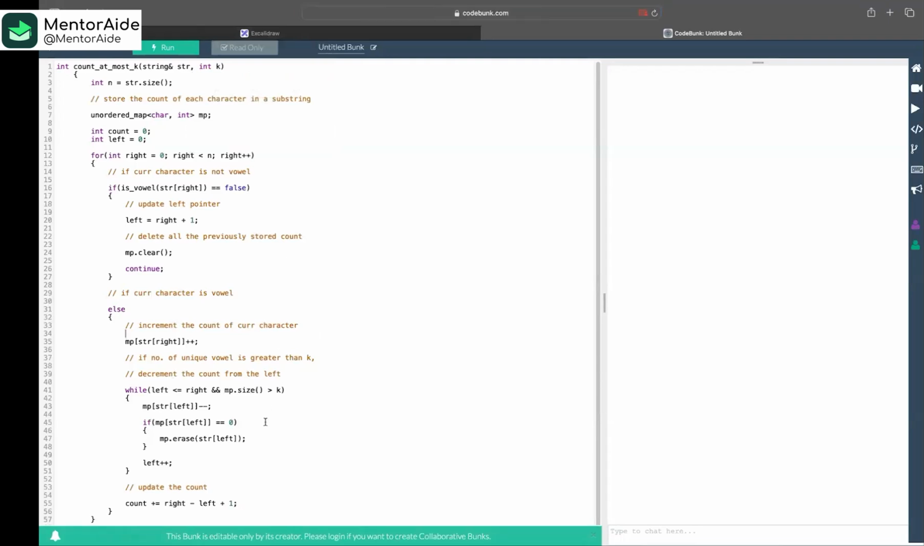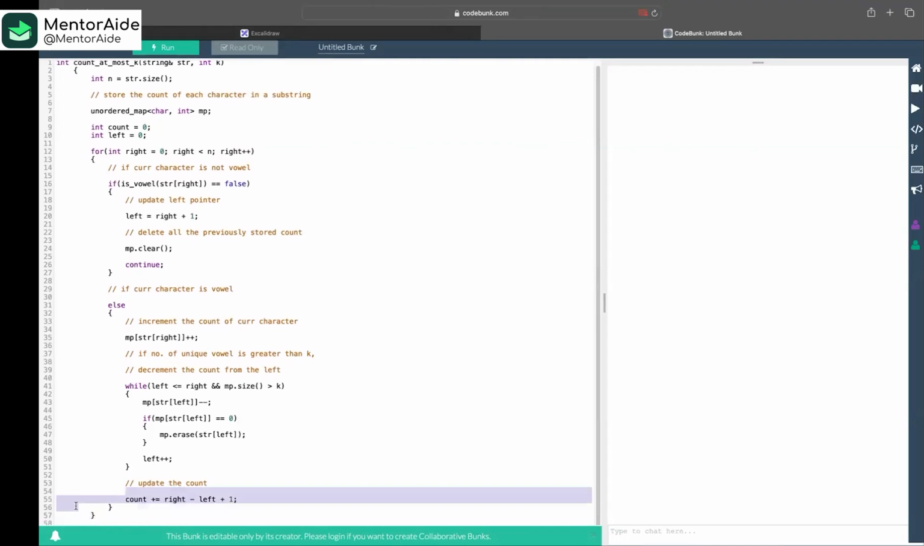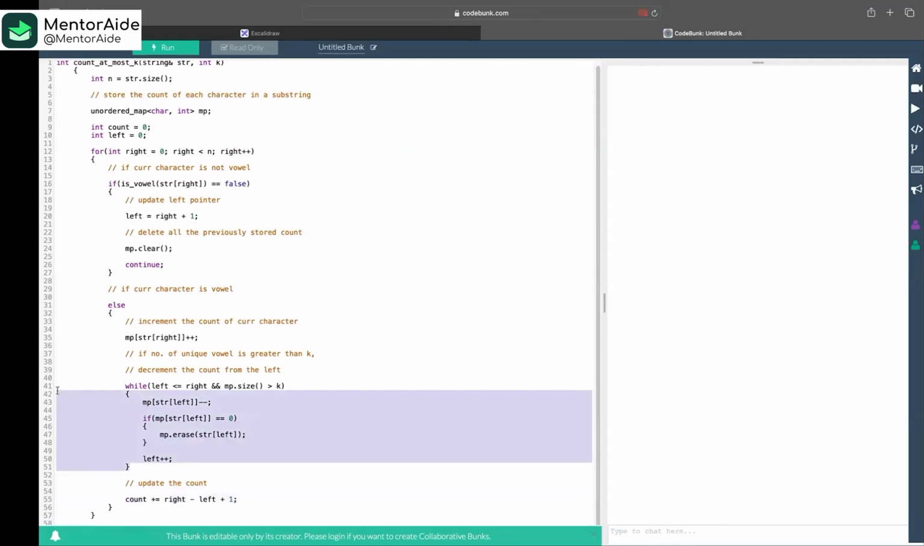The thing which I was saying about updating the count is on line number 55. Right minus left plus 1. And the shrinking is on line number 41 to 51. Is it clear?